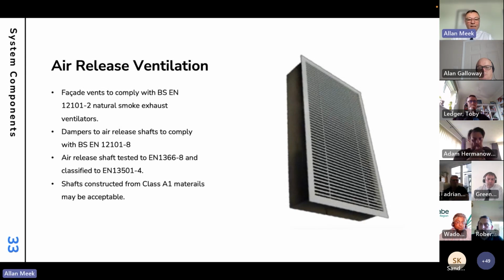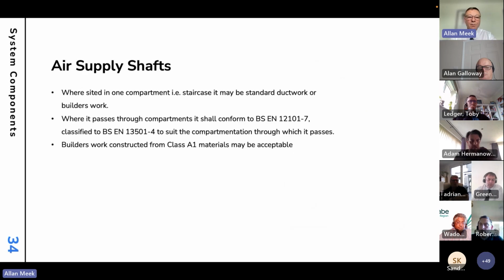Commonly, shafts constructed from Class A1 materials will be acceptable, and that's probably more common than a proprietary tested smoke shaft system, although there are some around. For the air supply shaft, where it's sited in one compartment, which would typically be the staircase, it can be standard ductwork or builder's work. But where it passes through compartments, typically in a lobby, then it needs to conform to BS EN 12101 part 7, which is the ductwork standard, and again classified to suit the compartment through which it passes. But here again, builder's work constructed from Class A1 materials is commonly used and commonly acceptable in the UK.